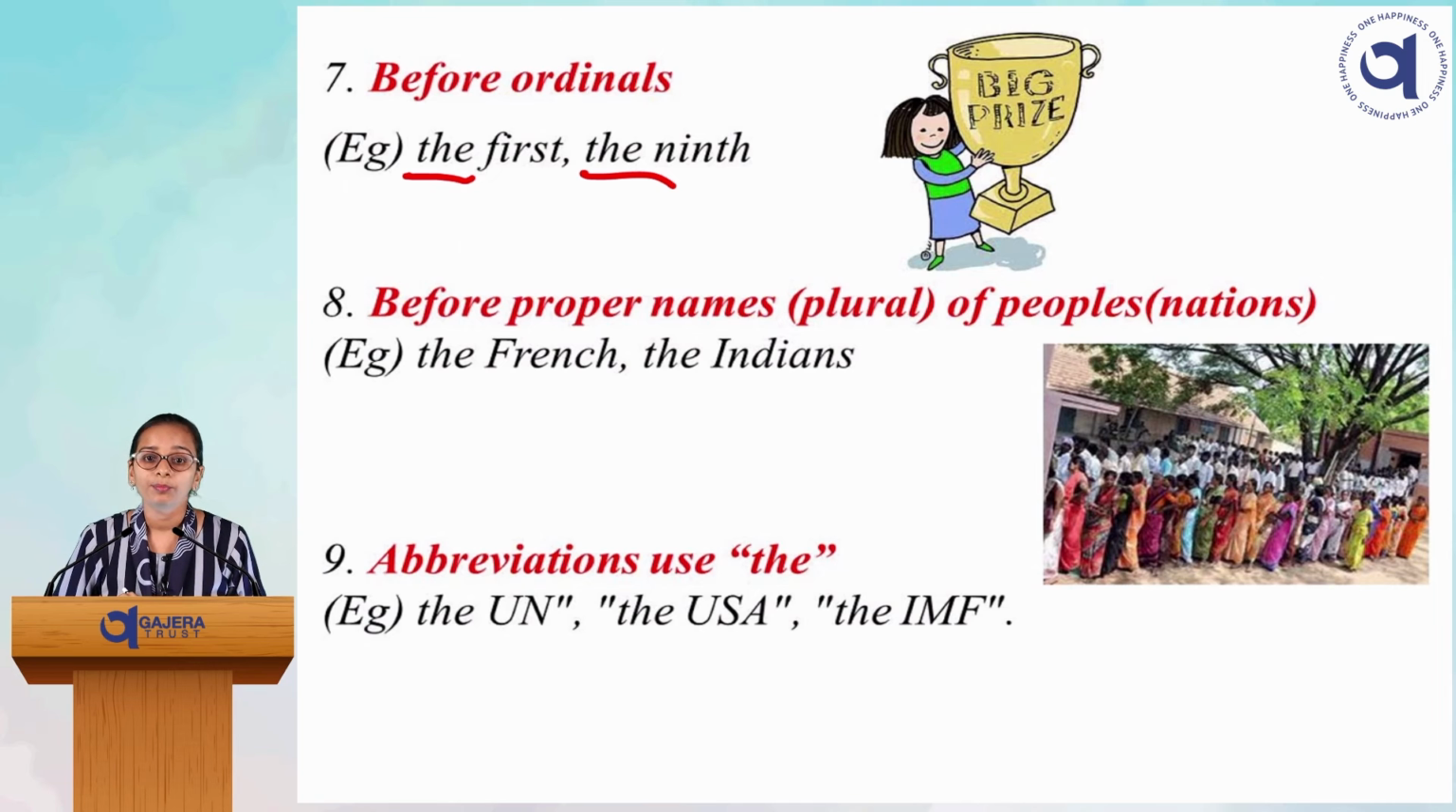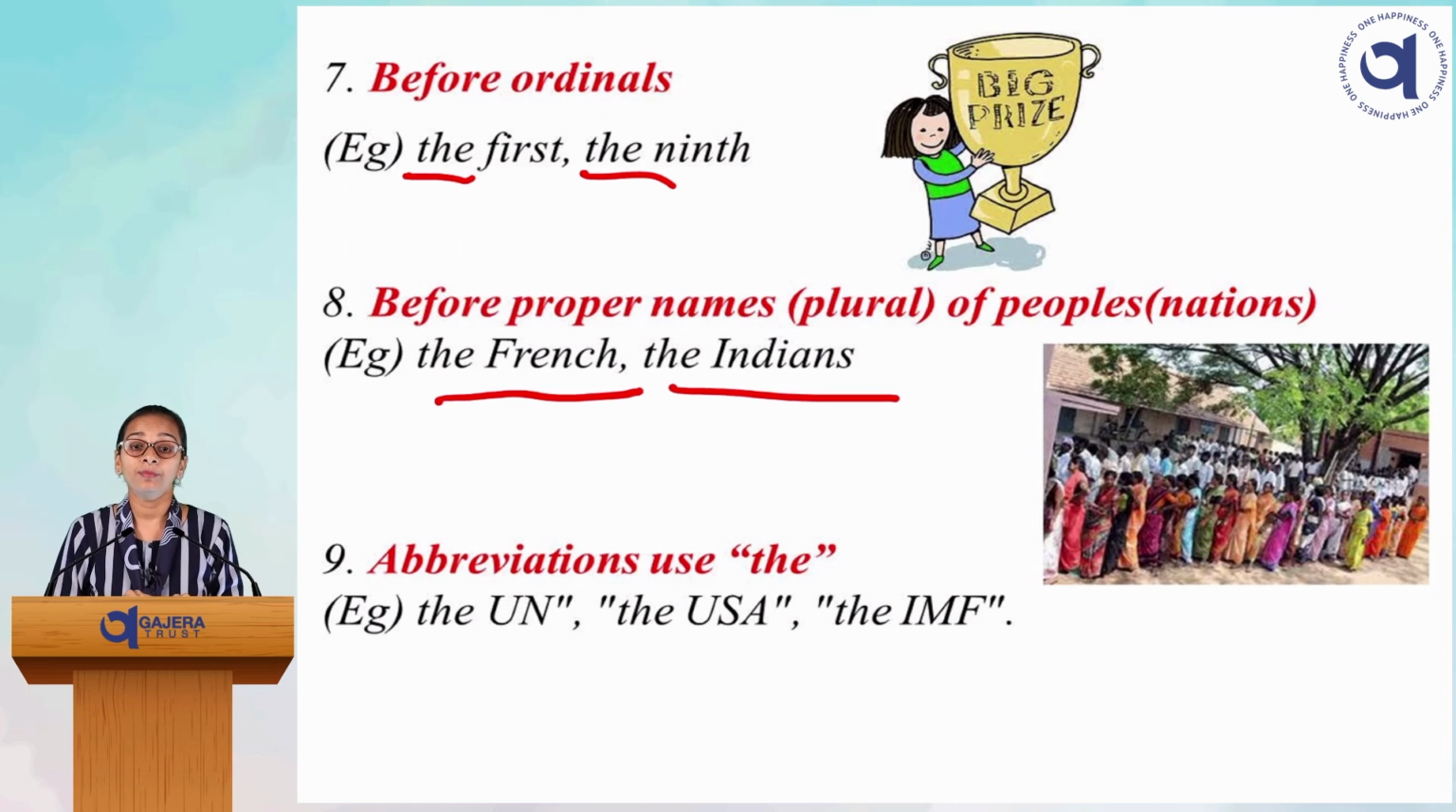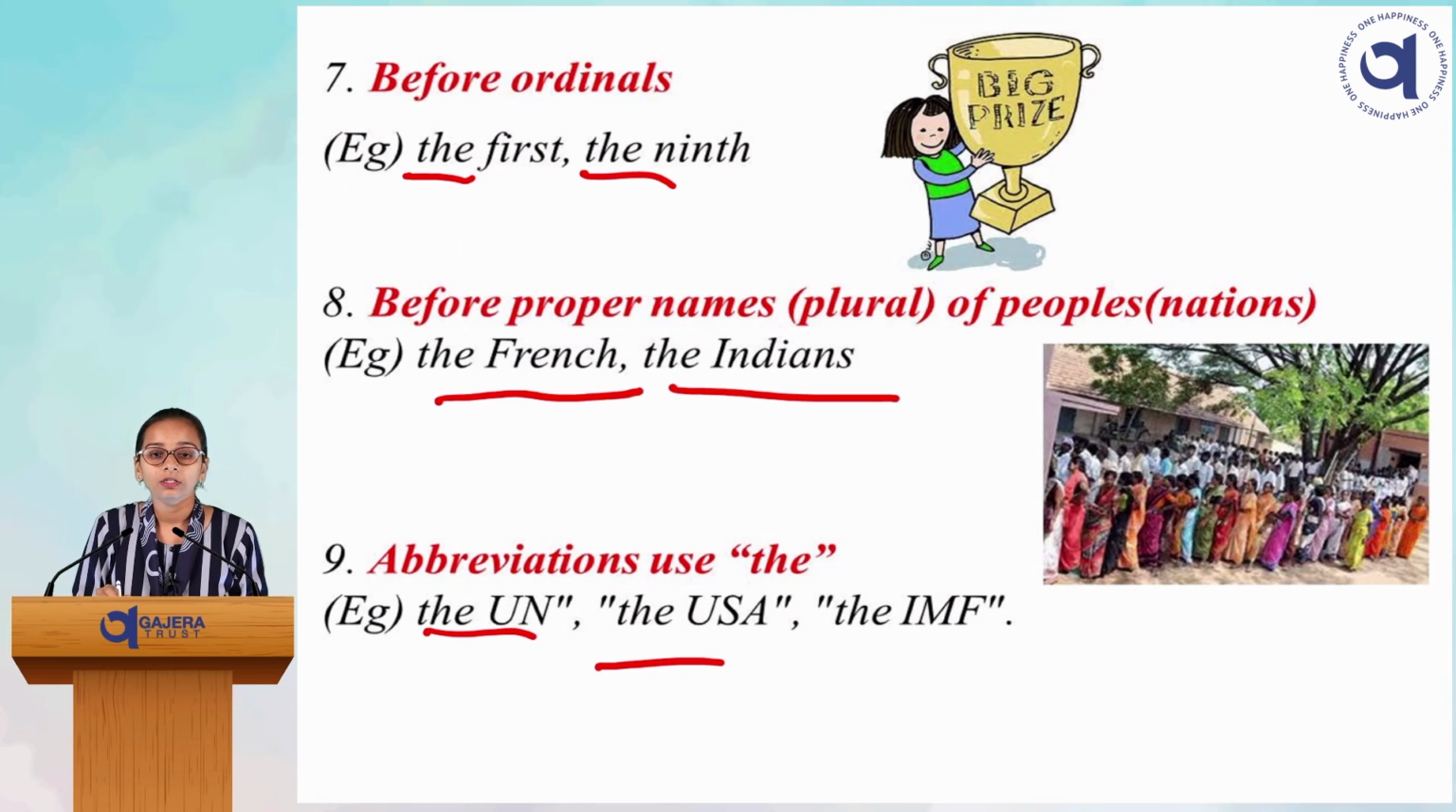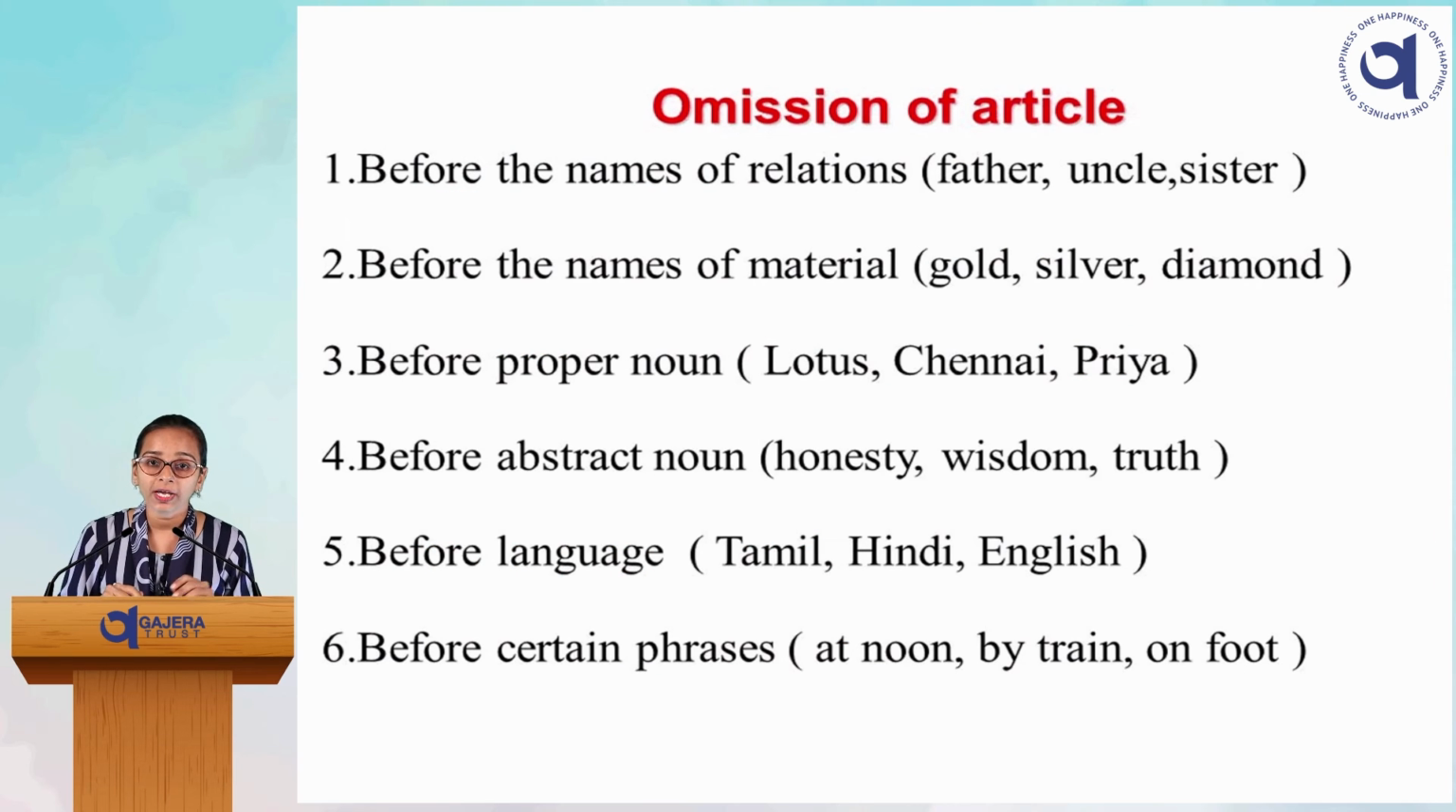Number 8, before proper nouns of peoples. For example, the French, the Indians. Number 9, abbreviations use The. What is an abbreviation? It means short forms. So before that also we have to use the article. I hope you have understood where we have to use the articles A, An and The.